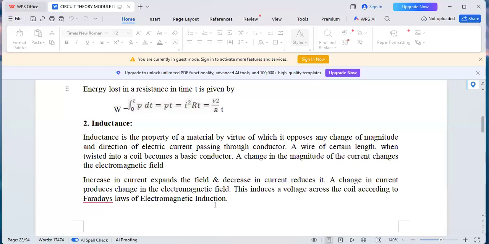Inductance is the property of a material by virtue of which it opposes any change of magnitude and direction of electric current passing through a conductor. Inductance is a property of a material by virtue of which it opposes any change of magnitude and direction of electric current passing through a conductor.